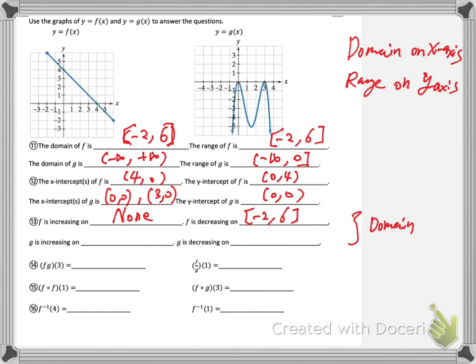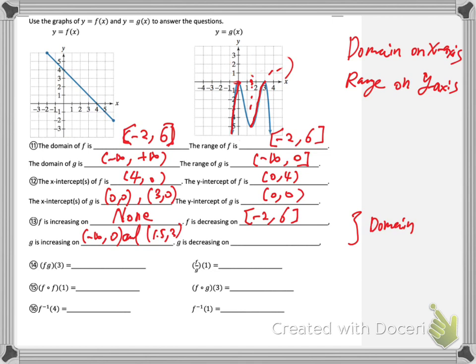Okay, now for g, this is more interesting. Where is g increasing? This part is going up, and this part is also increasing. The first increasing part is -infinity to 0. The second increasing part is between the points 1 and 2; you project here, and the middle point of 1 and 2 is 1.5, so it's 1.5 to 3. So they are increasing on -infinity to 0 and 1.5 to 3.